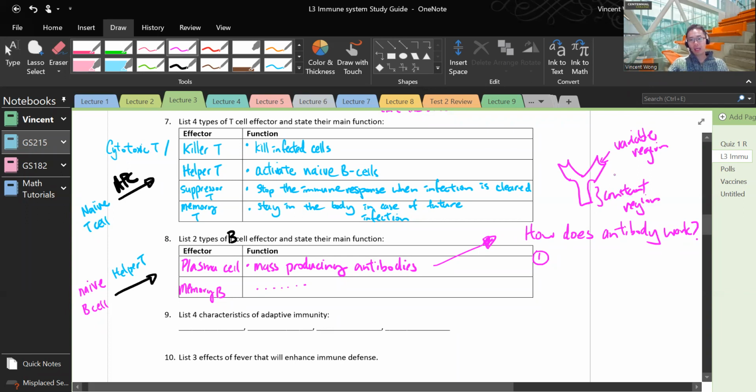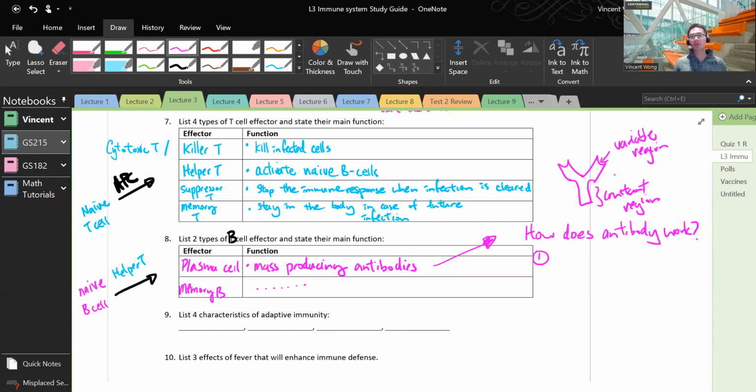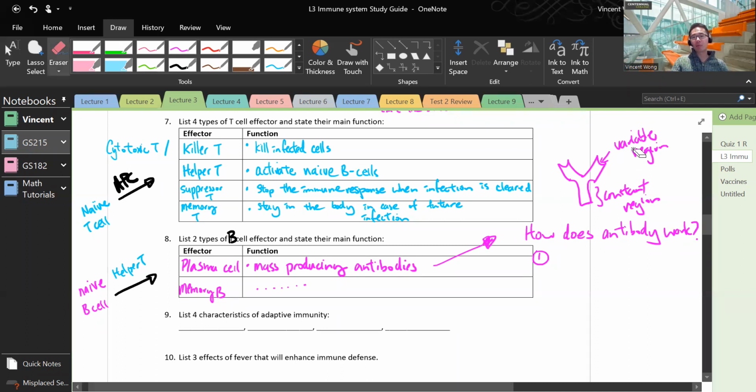Okay. The analogy I use in class is that they're like a screwdriver, right? So the handles are the same for all the screwdrivers, but the tips are going to be different. And so the variable region is the part that's going to be recognizing the pathogens. Okay. So how does the antibody work?